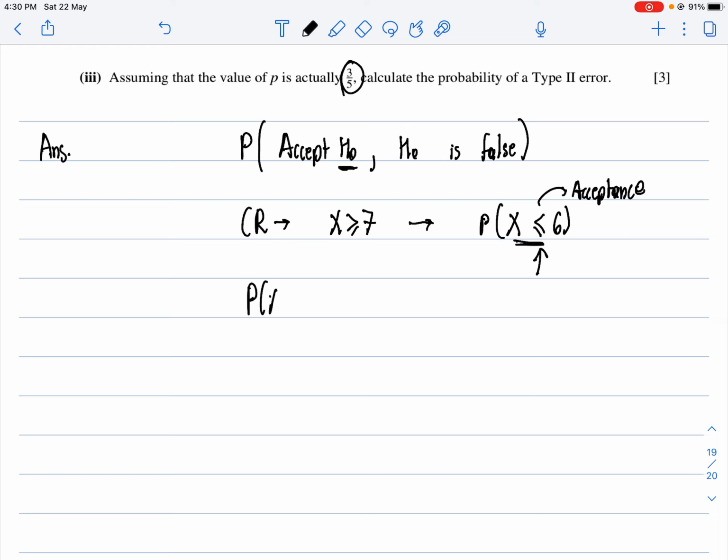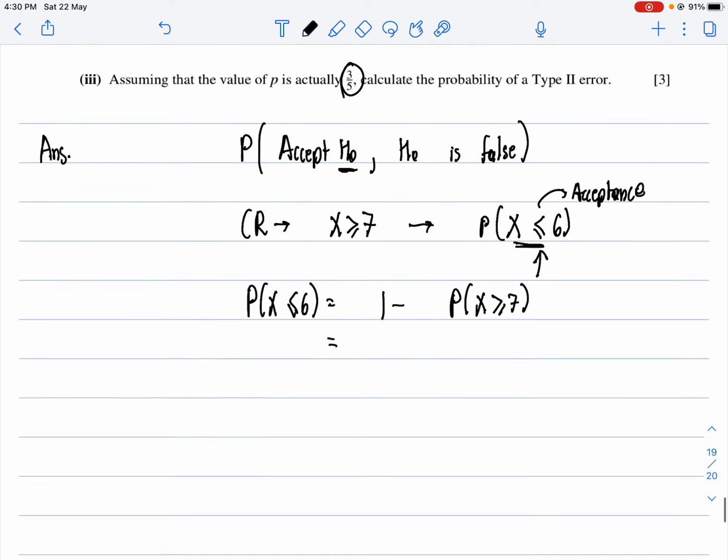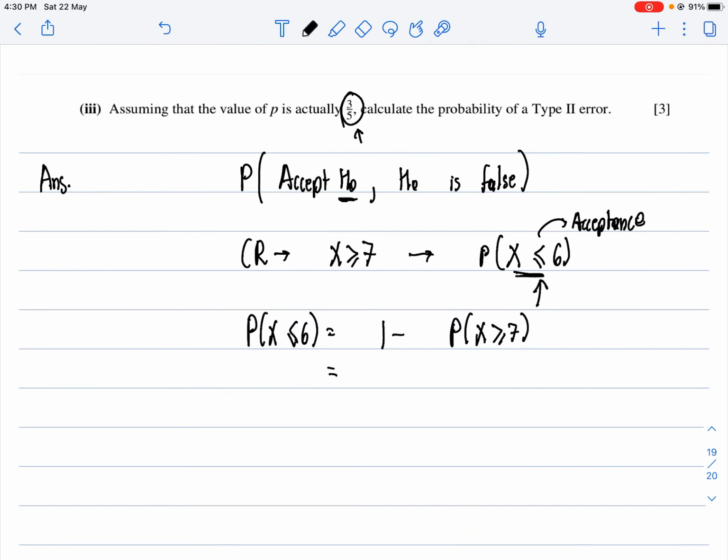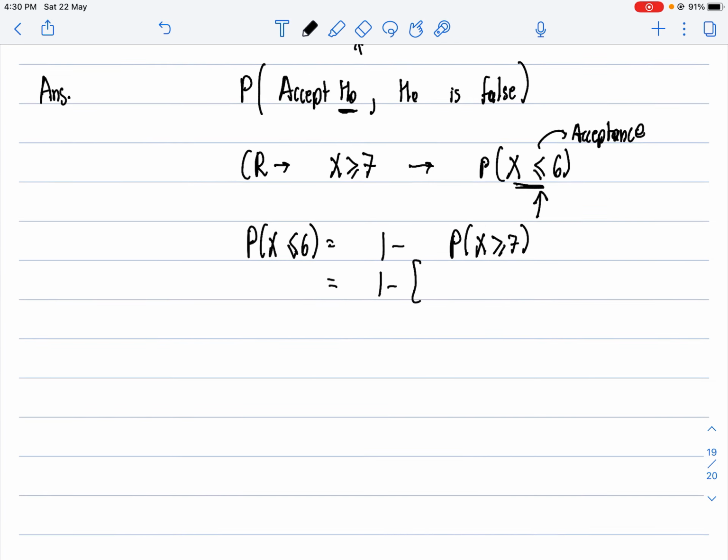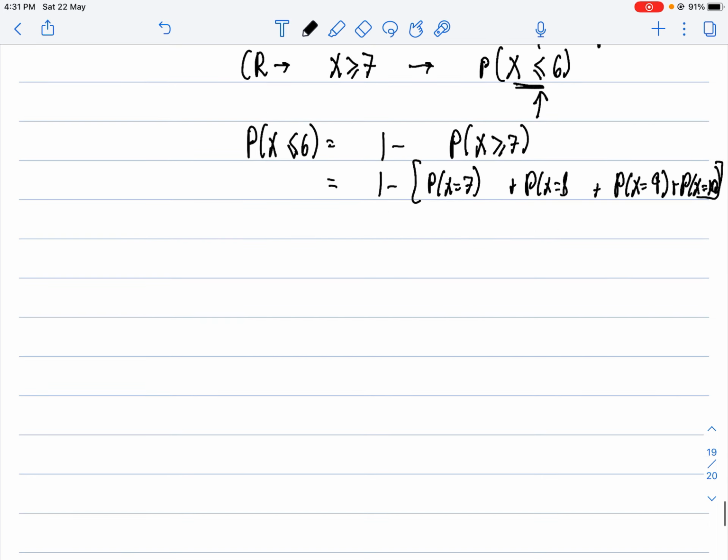So basically the probability of x less than equal to 6 can be written as 1 minus the probability of x more than equal to 7, which I can basically write here. I know my probability now is 3 over 5. Don't write it as 1 over 4. So this is 1 minus the probability of x equals 7 plus the probability of x equals 8 plus the probability of x equals 9 plus the probability of x equals 10. Now I can write this as 1 minus, make a big bracket because you will need it.